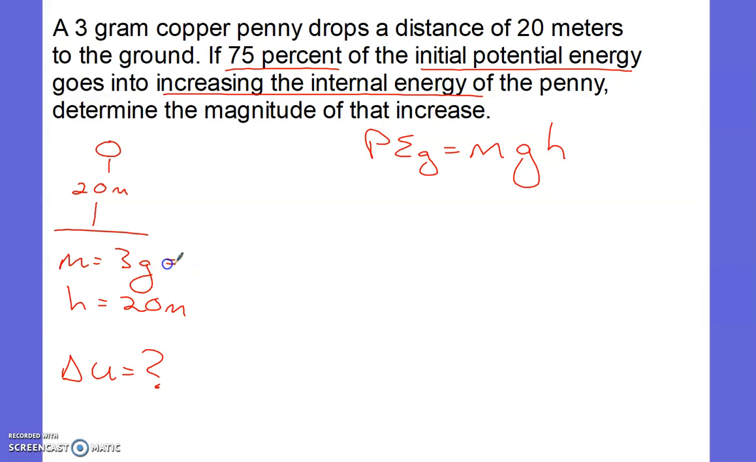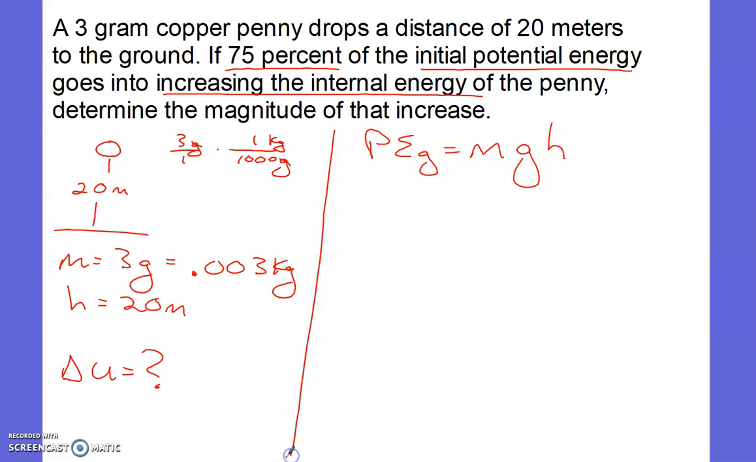So we're going to have to convert this from 3 grams to kilograms. We know that there's 1,000 grams to a kilogram. So there's 1,000 grams for every 1 kilogram. Grams cancels out, and we get 0.003 kilograms. Now we can solve for the potential energy.